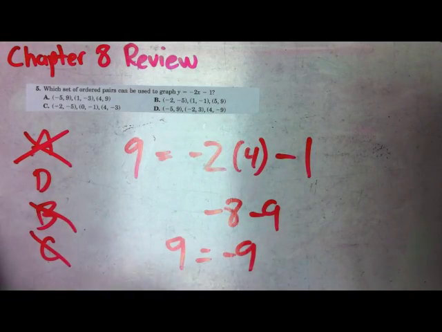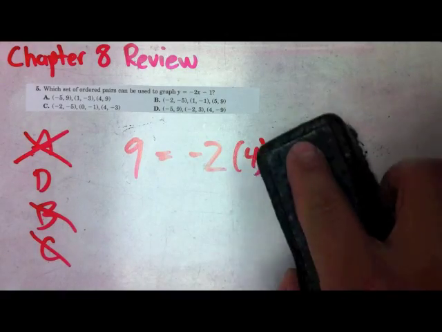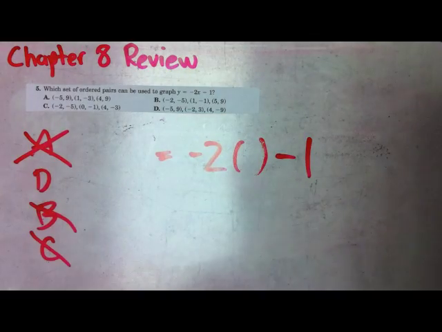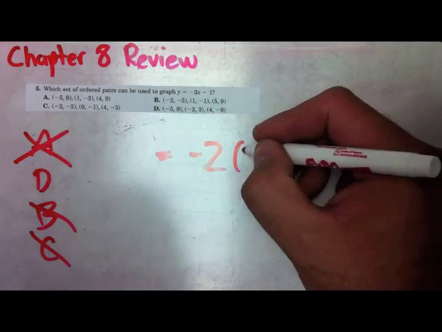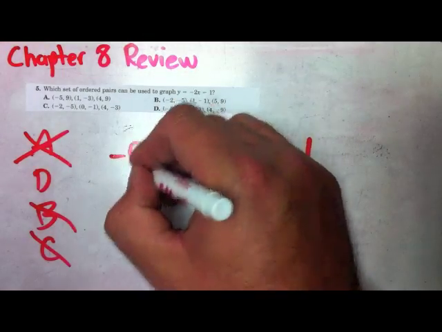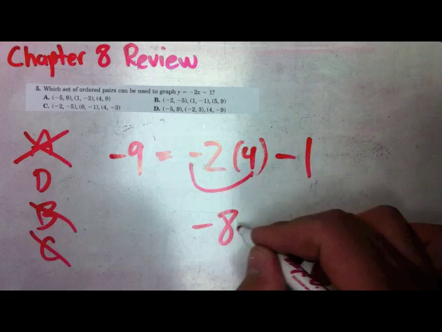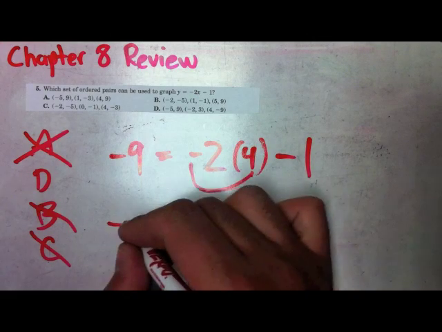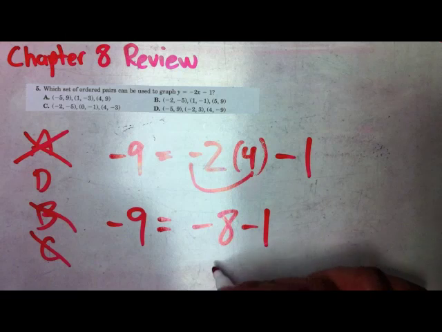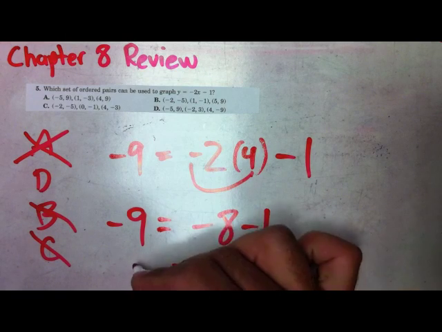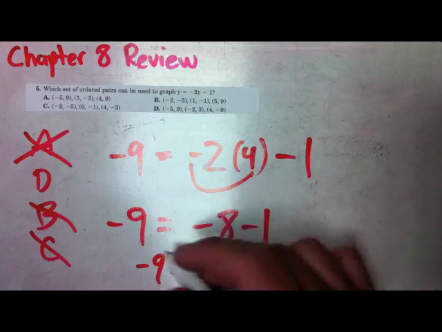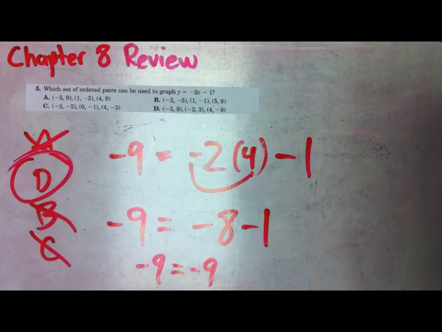I can almost guarantee you that it is D. However, I've told you this a million times, and I'm going to do it here to prove to you that I do it too. I'm going to check to make sure it is. Like I said, it hasn't taken me that long to do this problem, so I'm just going to check. X is 4, and y is negative 9. Negative 2 times 4 is negative 8, minus 1, and that's equal to negative 9. Negative 8 and negative 1 make a negative 9. You have two negatives on both sides. Your correct answer is D.